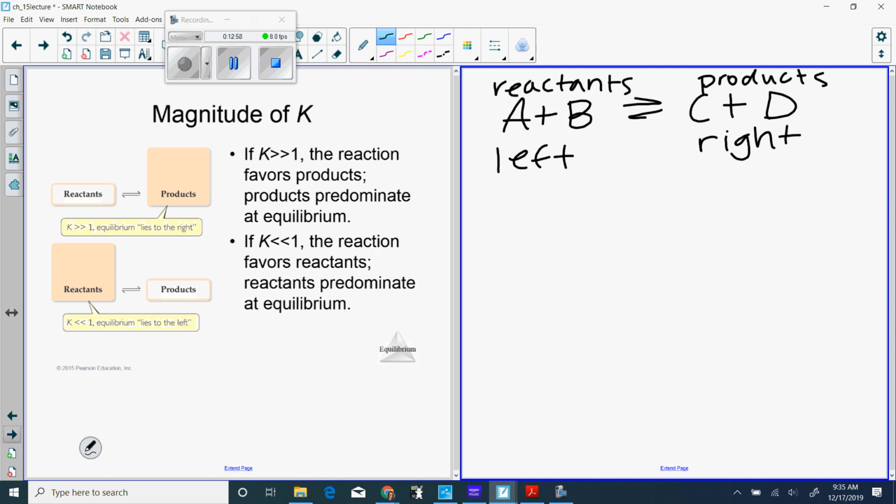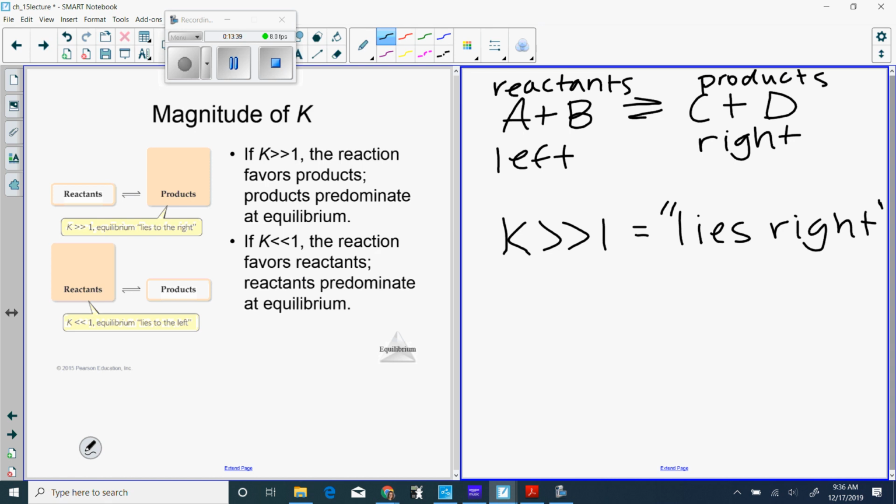When I plug my numbers in for K, and if K is greater than 10, you have to write greater than 1. Greater than 1 means greater than 10. Like the extra arrow means like an extra decimal place. We say that the equilibrium lies right. Like those are the words. Lies right. You have to write greater than 1.